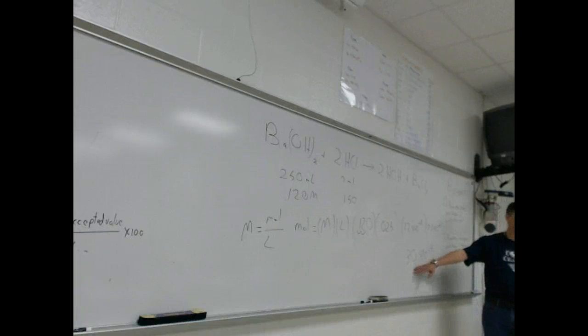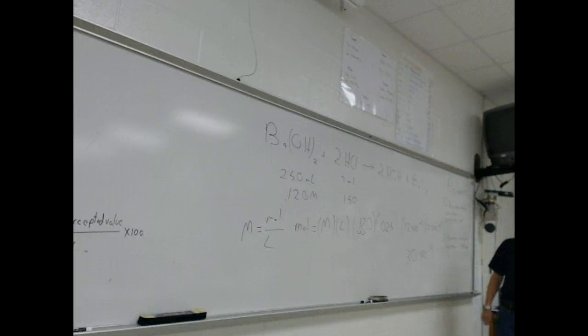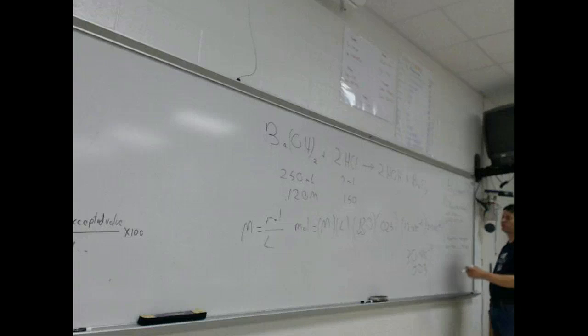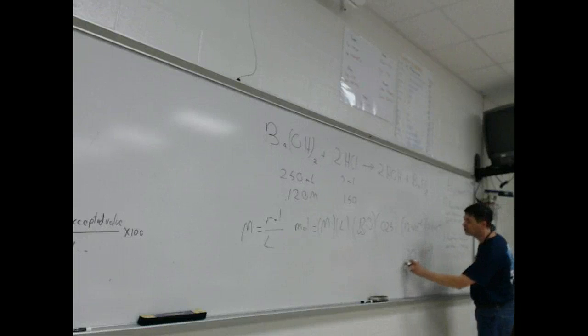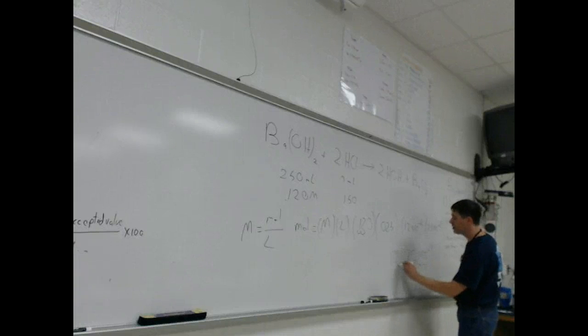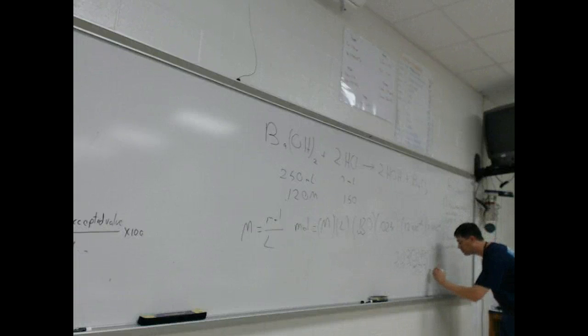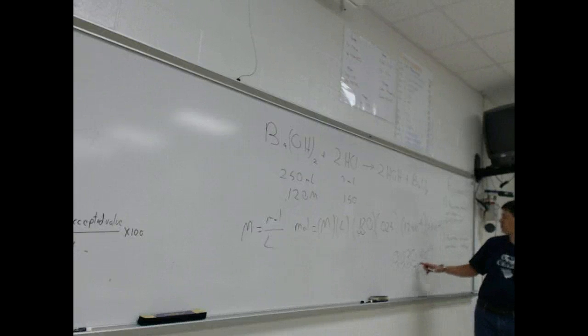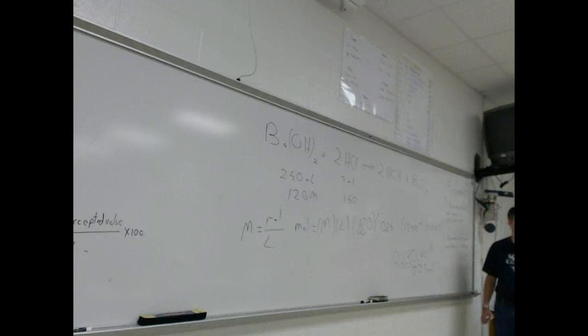Okay. Now we got 30 times 10 to the negative 4. Put that back in standard notation for me. 0.003. You want to keep the 4 places, right? 1, 2, 3, 4. So 0.0030 moles. It's the same thing, right?